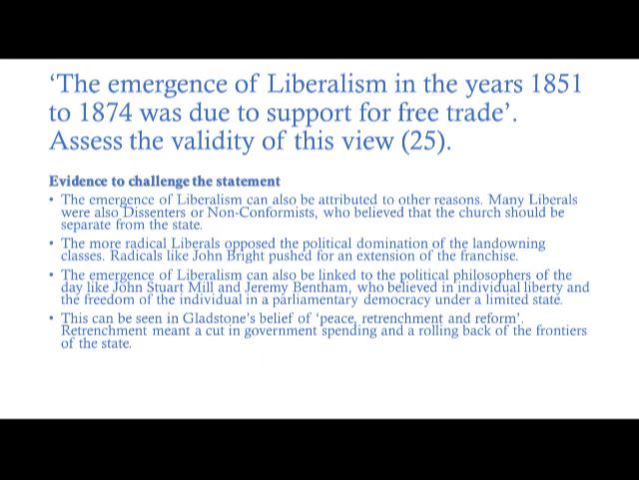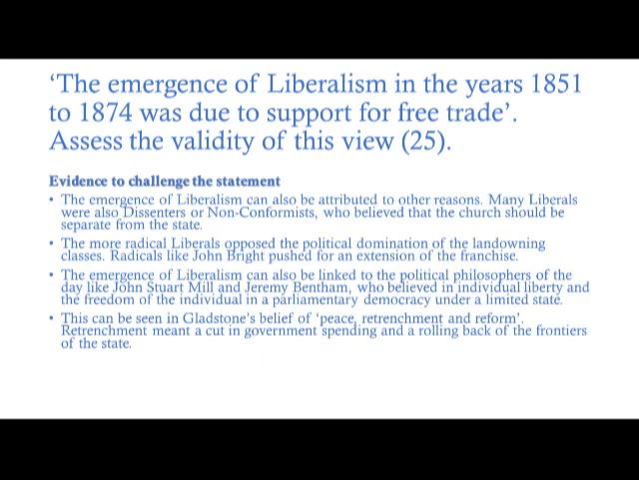And the more radical liberals again opposed the political domination of the landowning classes. So John Bright was also very much from that radical tradition that was pushing for an extension of the franchise.